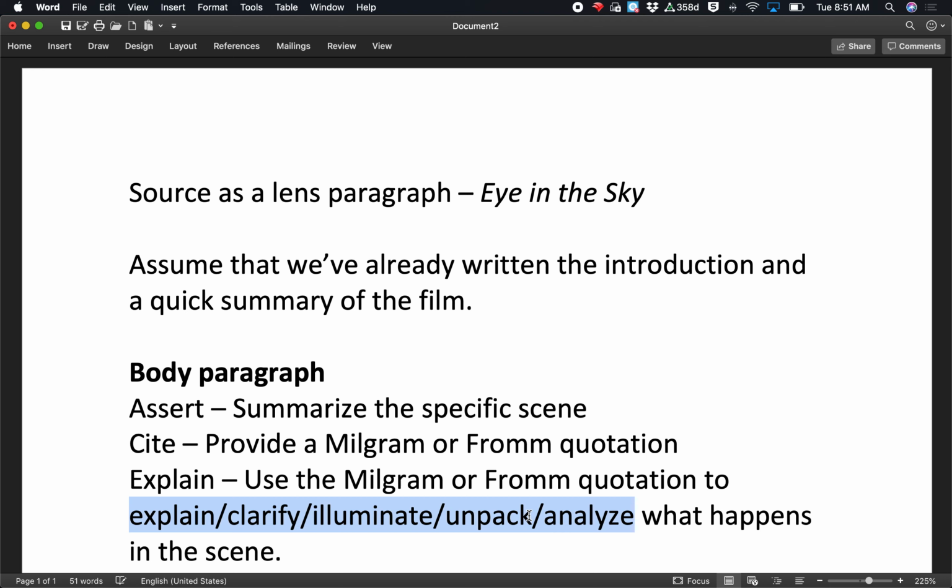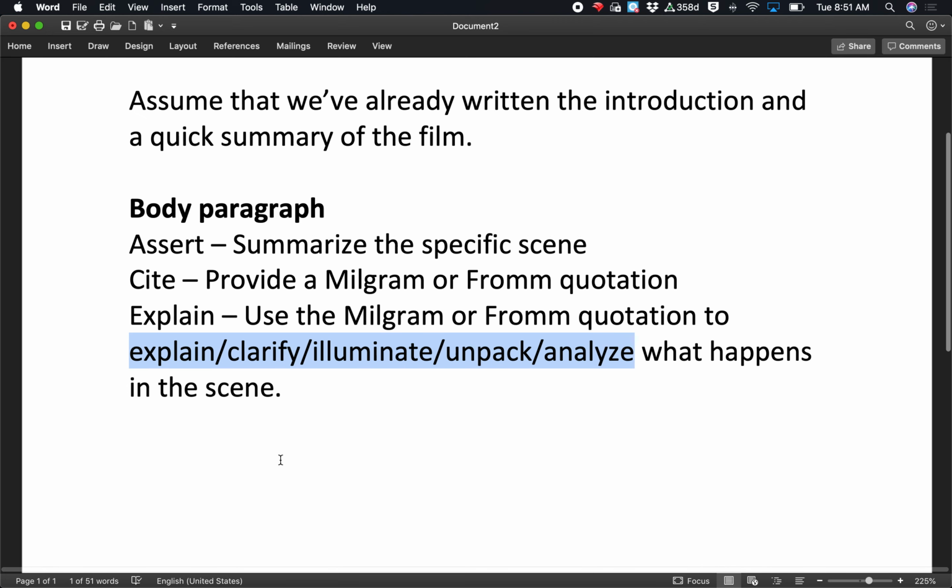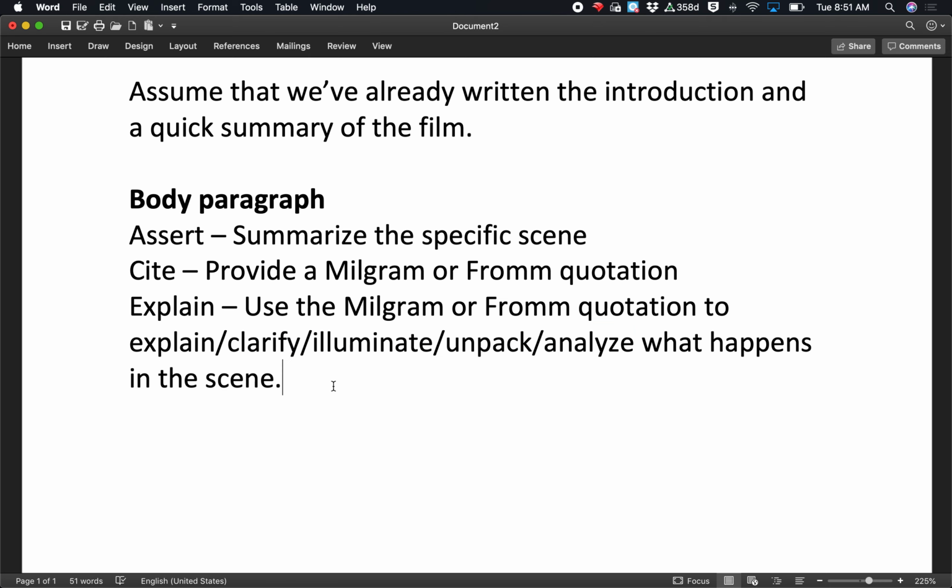This list of four words that I gave you, they're all a synonym for the word analyze. When you unpack, you analyze. When you illuminate, you analyze. When you clarify, you analyze. So this is what we need to do.